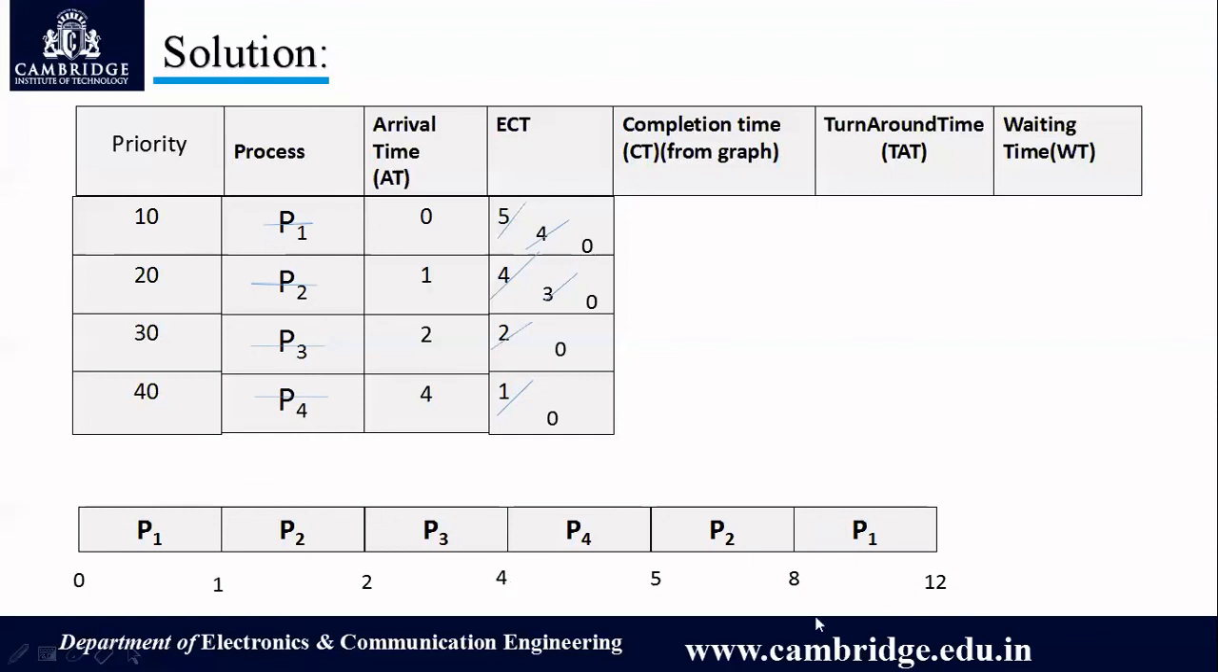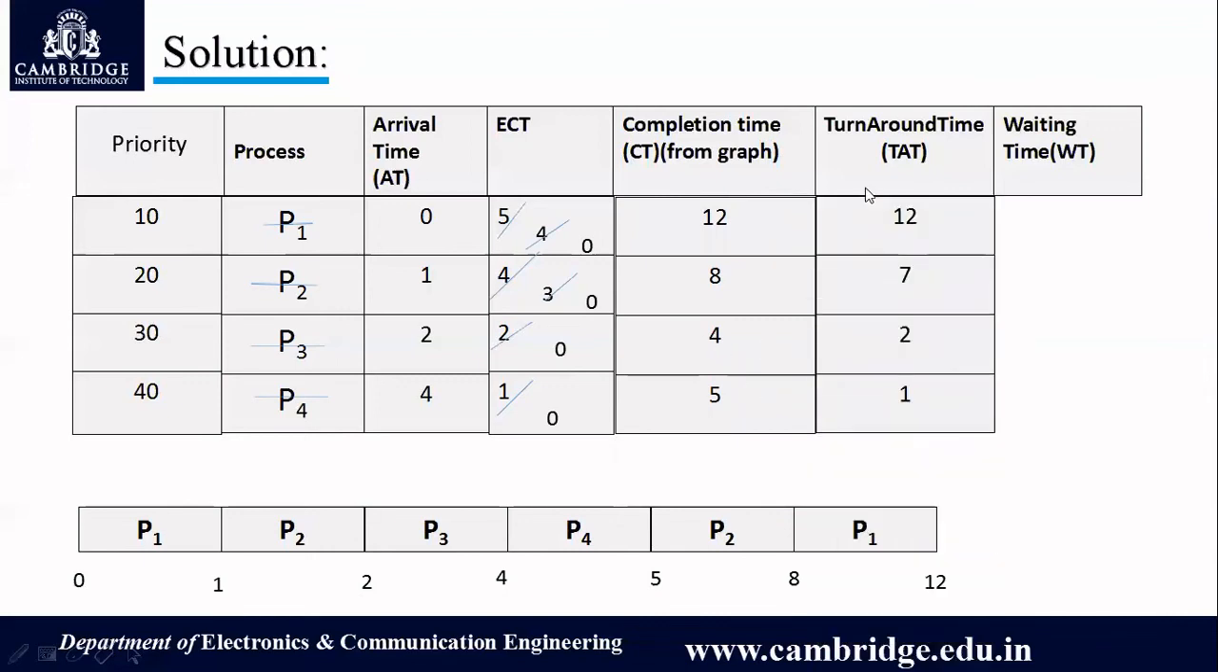Now fill up the CT column using this chart. So P1 completes at 12, P2 at 8, P3 at 4, and P4 at 5. Now calculate your TAT, which is CT minus AT. 12 minus 0, 12; 8 minus 1, 7; 4 minus 2, 2; 5 minus 4, 1. Next, compute your waiting time, which is TAT minus ECT. 12 minus 5, 7; 7 minus 4, 3; 2 minus 2, 0; 1 minus 1, 0.